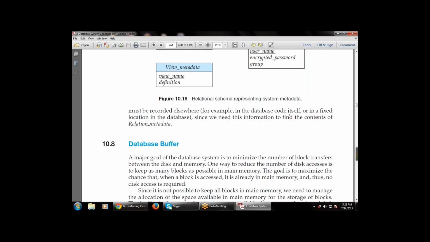A database buffer means where to store the database. So let's start with the database buffer. A major goal of the database system is to minimize the number of block transfers between the disk and the memory.